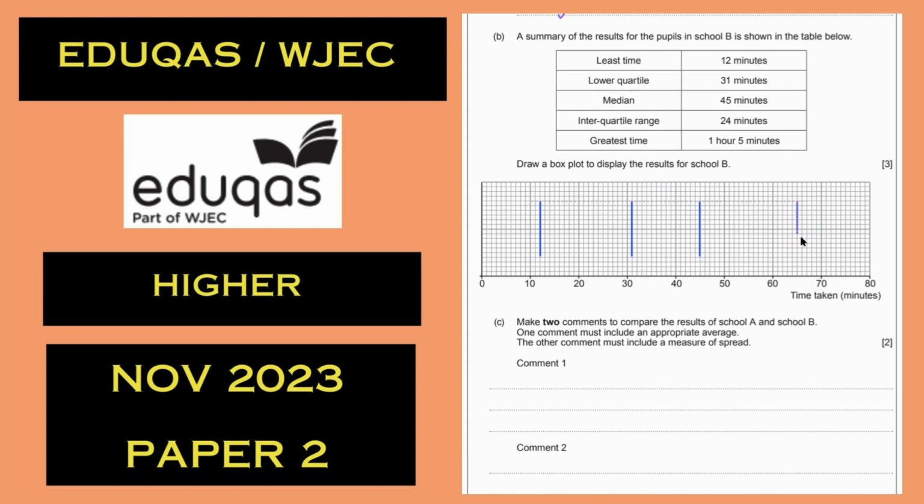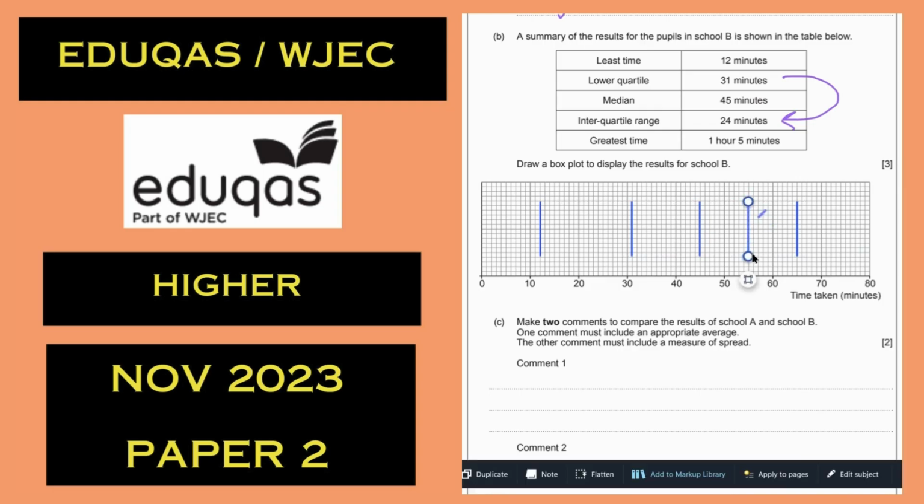Again, squint with my eyes. I think that's 5 little blocks. But the next thing is the interquartile range. They haven't told us the upper quartile. We need to do lower quartile plus the interquartile range. That gives us 55 minutes. They don't make it easy for me.